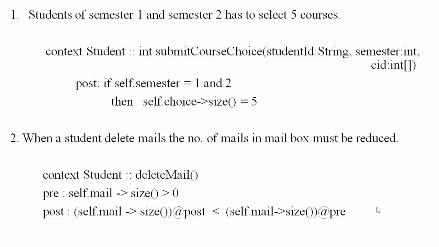So again the context would be student and the delete mail method will be chosen. Our precondition would be the size of the mailbox should be greater than 0, and our post condition would be if deletion takes place, then the size after deletion should be reduced, that is, less than the size of the mailbox before deletion.